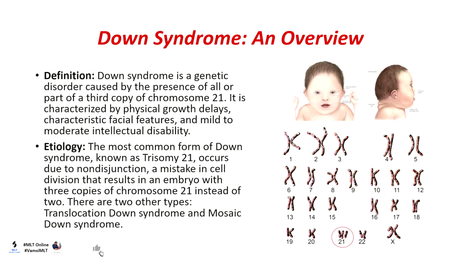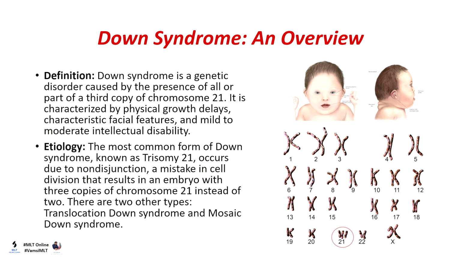Down syndrome, an overview. Definition: Down syndrome is a genetic disorder caused by the presence of all or part of a third copy of chromosome 21. It is characterized by physical growth delays, characteristic facial features, and mild to moderate intellectual disability.